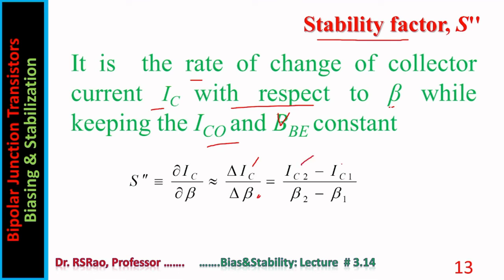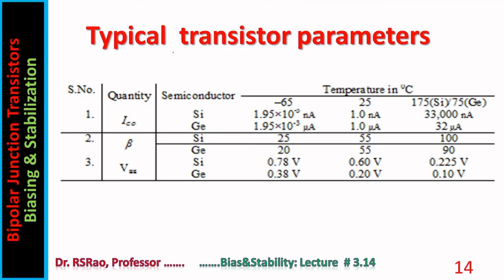What is this IC2, IC1? Small change in IC means collector current changes from one value to another value. The first value can be IC1, the second value can be IC2. The corresponding beta values are beta 1 and beta 2. Now, a few interesting and useful transistor parameters.